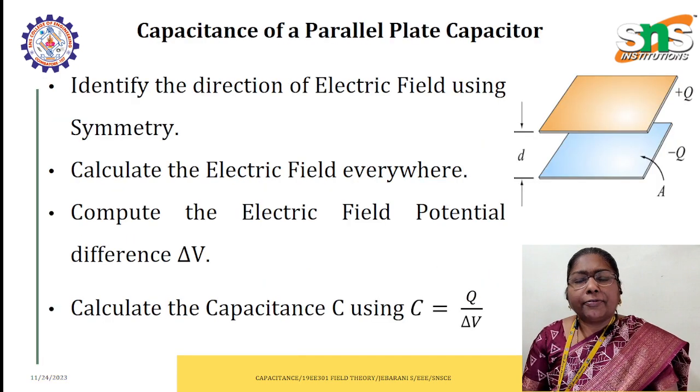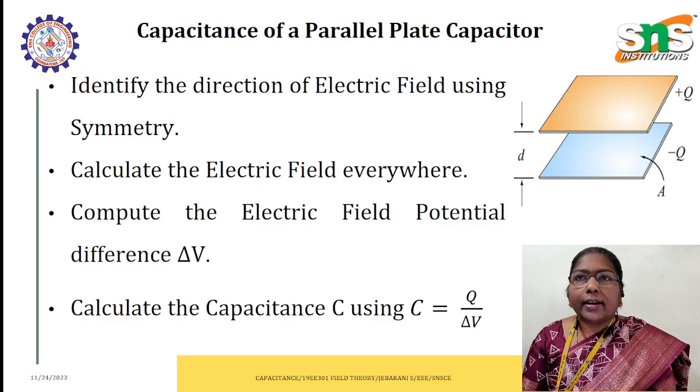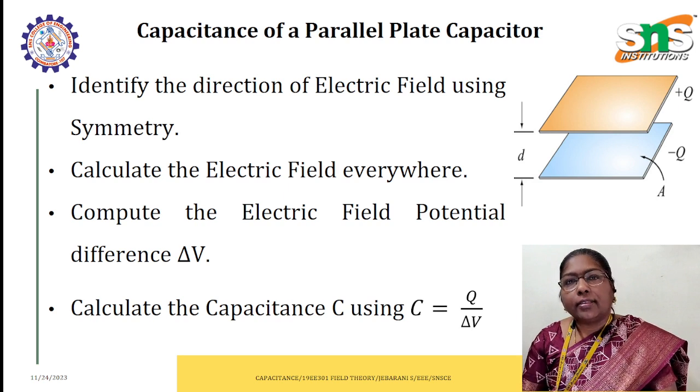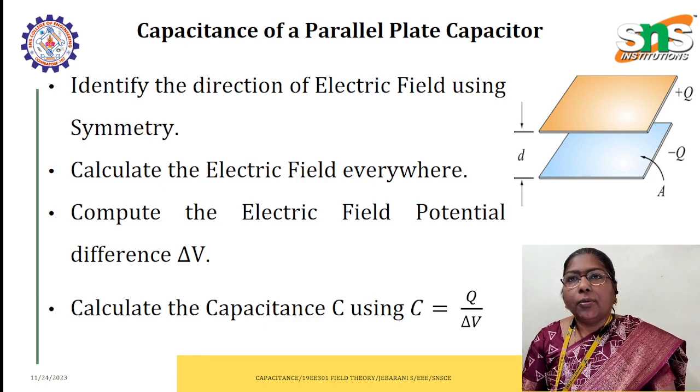If we need to calculate the value of capacitance, then we need to follow certain steps. We will see what steps are involved in the calculation. First, we need to identify the direction of the electric field using symmetry. That is, we need to identify the Gaussian surface that is involved. After identifying the Gaussian surface, we have to calculate the electric field everywhere on that surface. And third step, we have to compute the electric potential, or in simple terms, the potential difference. Once the potential difference is known, we can easily calculate the value of capacitance.